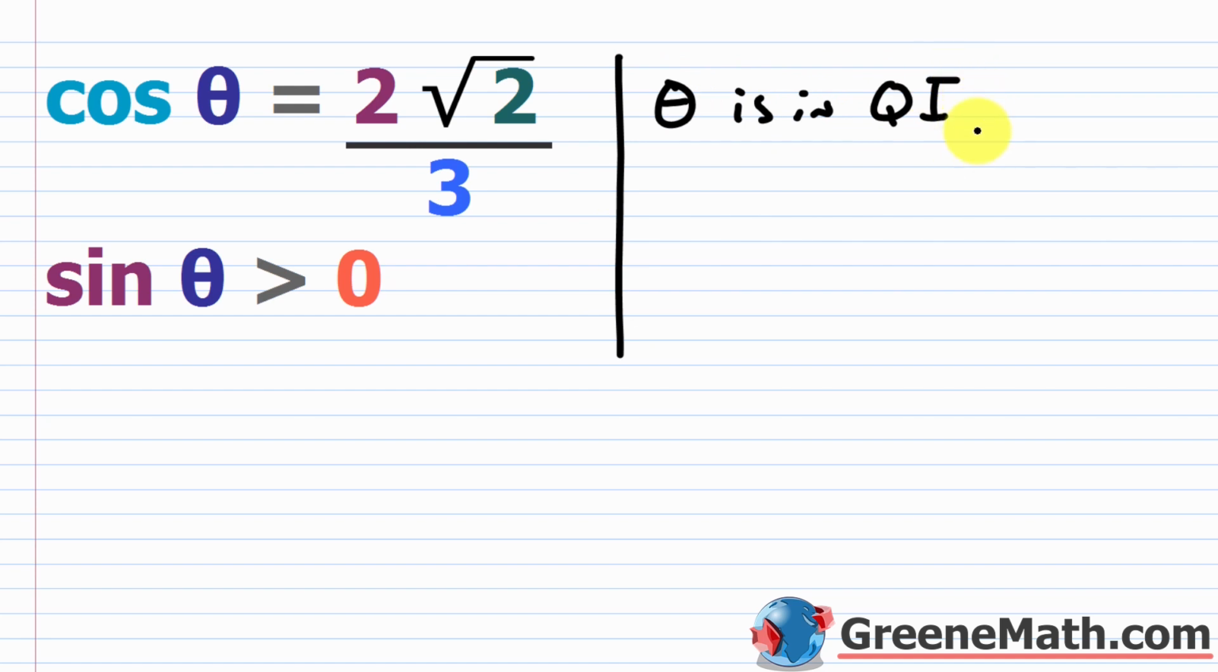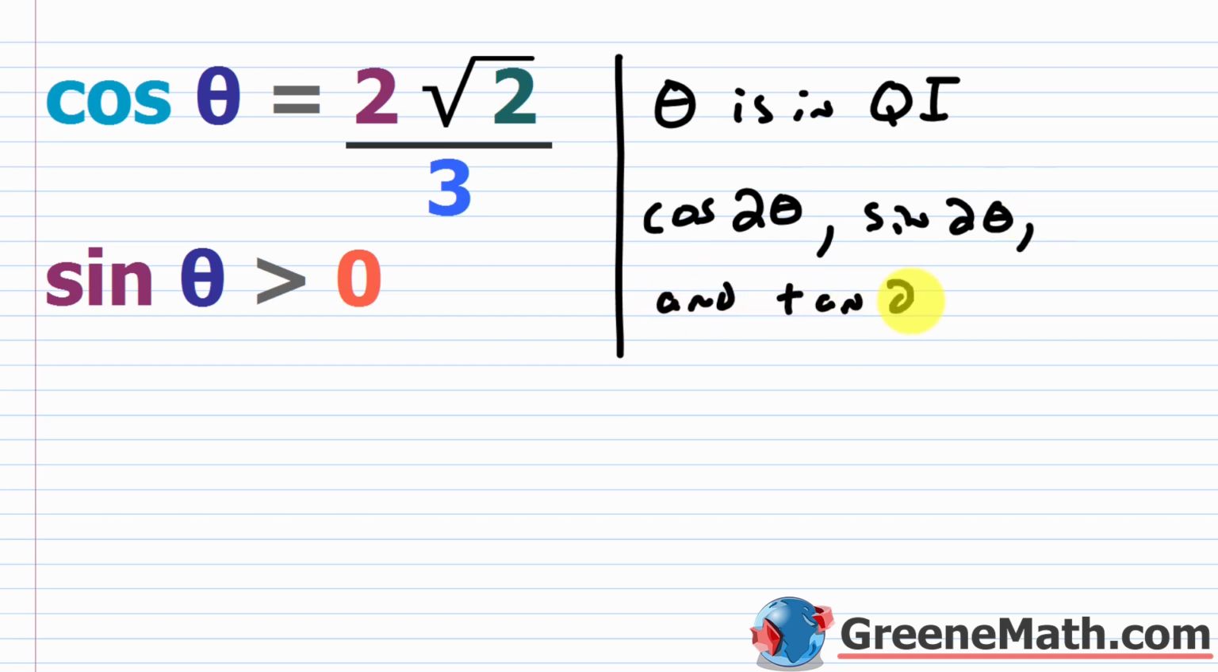Now, what we're going to be asked to find is the cosine of 2 times theta. We also want to find the sine of 2 times theta. And then also we want to find the tangent of 2 times theta. Of course, once you have these, you can use your reciprocal identities to find the other ones. I'm just going to do these 3 right here.